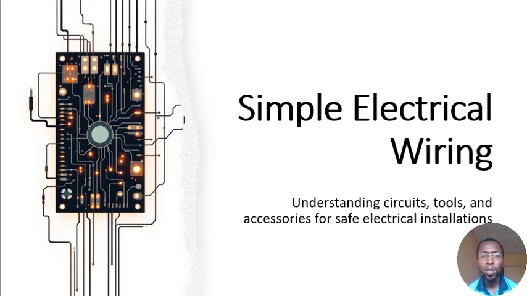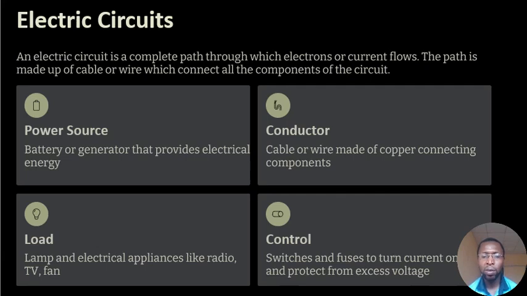First thing we look at is the electric circuit itself. An electric circuit is a complete path through which electrons or current flows. The path is made up of cable or wire which connects all the components of the circuit. Part of this electric circuit is the power source. The power source is the one that provides the electrical energy. An example of such is the battery or the generator we use now.